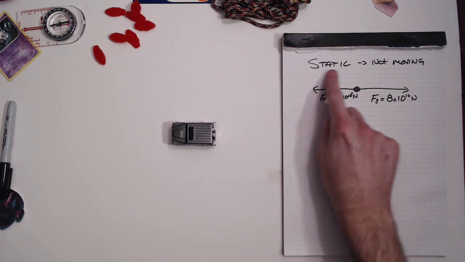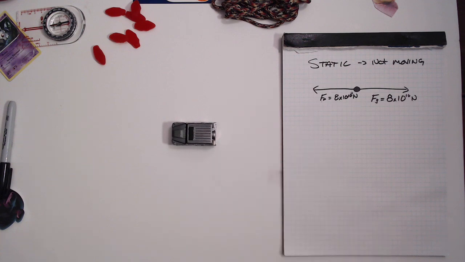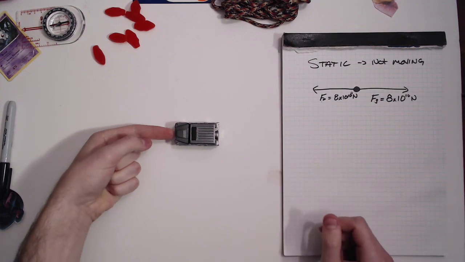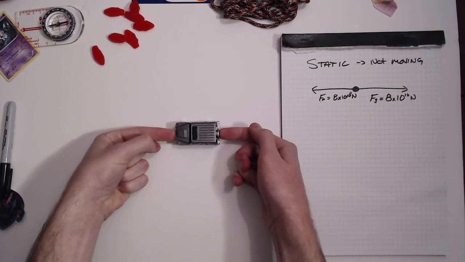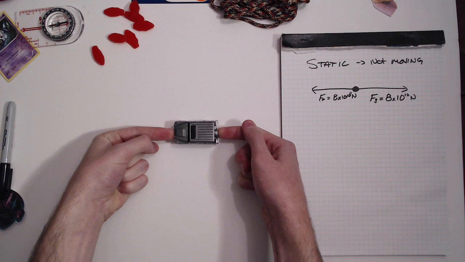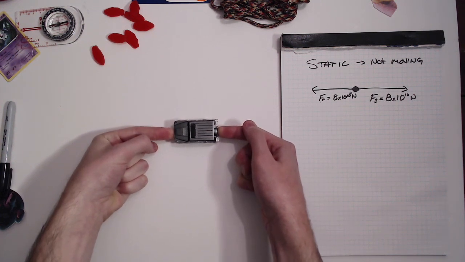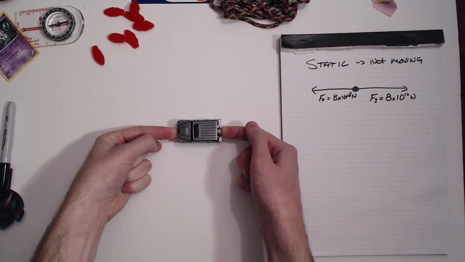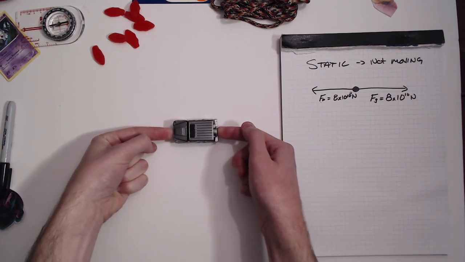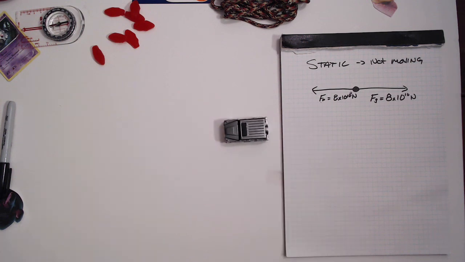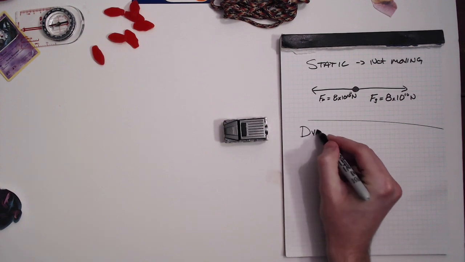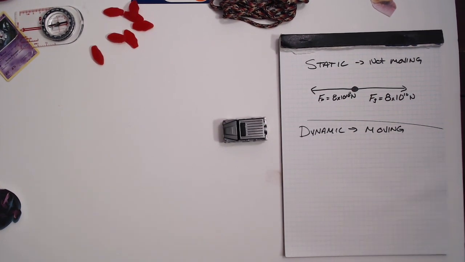So this is a static situation because this car, it's not moving. It's an equilibrium, we call it. So a force this way can match an equal force going the other way, and the car cannot move. Now as soon as one of the forces overcomes or becomes greater than the opposite force, the car begins to move, and we have what's called a dynamic situation. And dynamic means that it is moving.